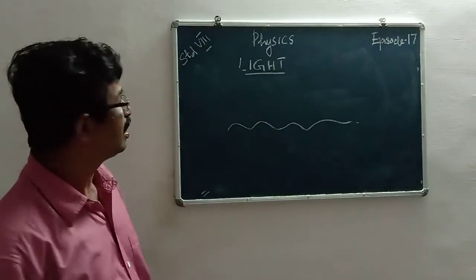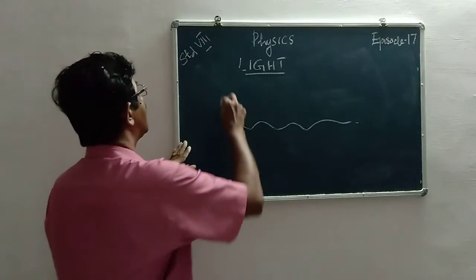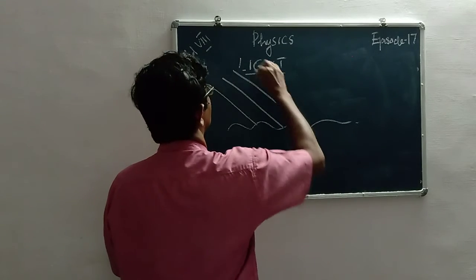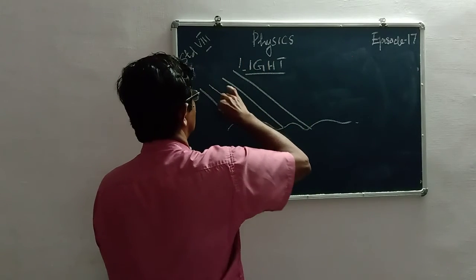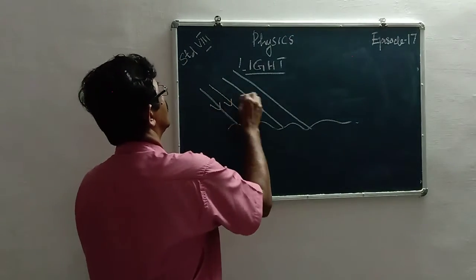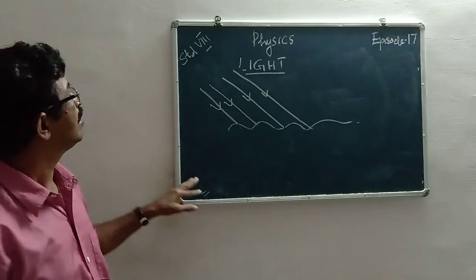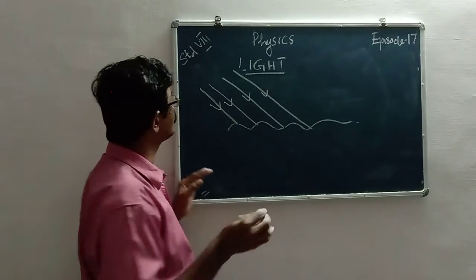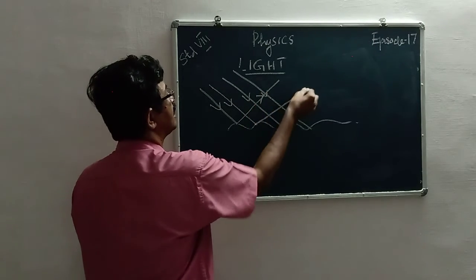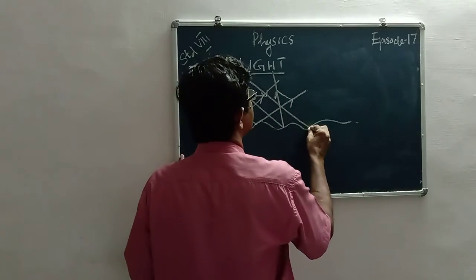This is a plane surface, but the surface is not smooth. So parallel rays of light fall on this surface. We know that these rays are parallel. But you see, when reflected, angle of incidence equals angle of reflection. So this one is reflected in this manner, this one in this way, this one may be reflected in this manner, and this one this way.